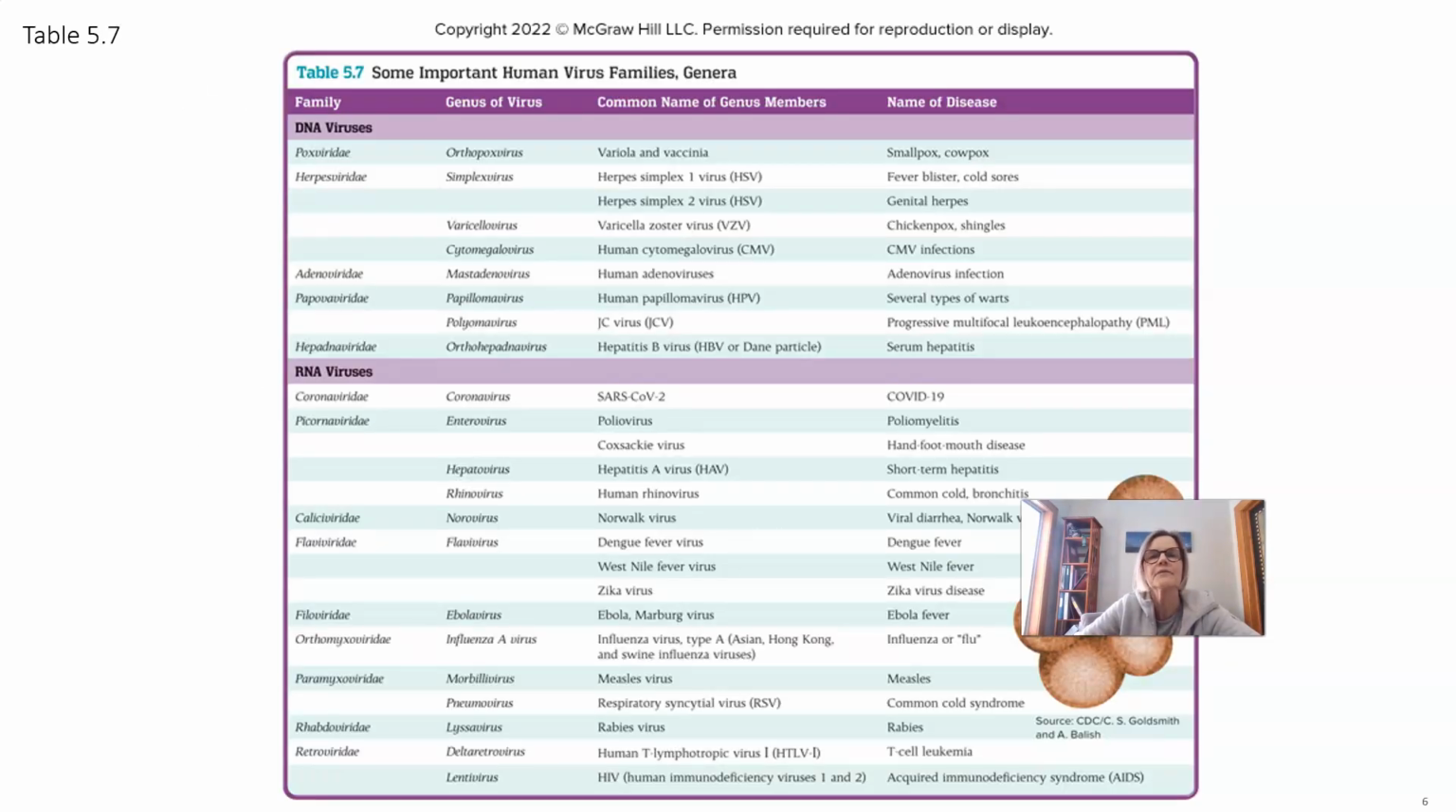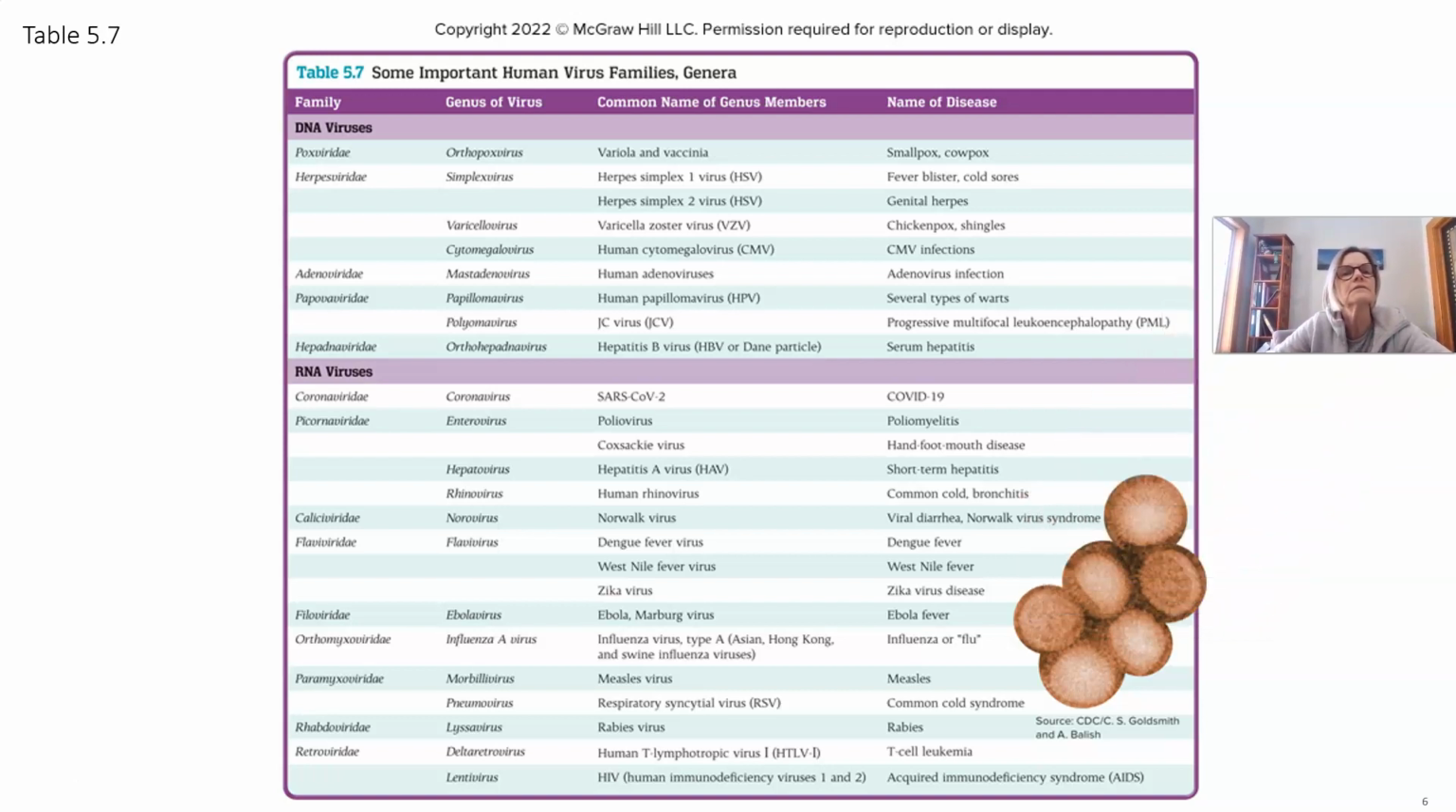Here's a diagram from your book, and you can look at it. It's table 5.7. It's just showing you that they have it divided into two groups here. Here's DNA viruses and RNA viruses. And then they have a family name and a genus name. They don't really have species names like we do for bacteria and all other organisms.